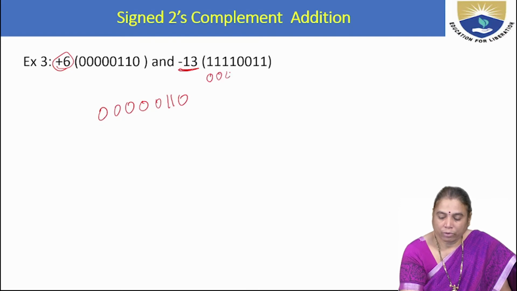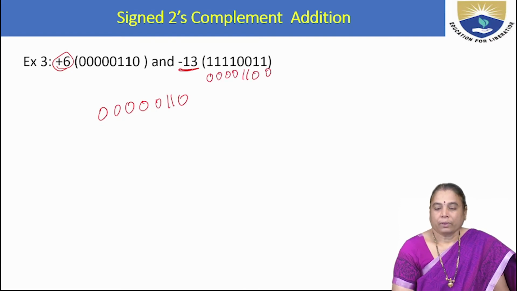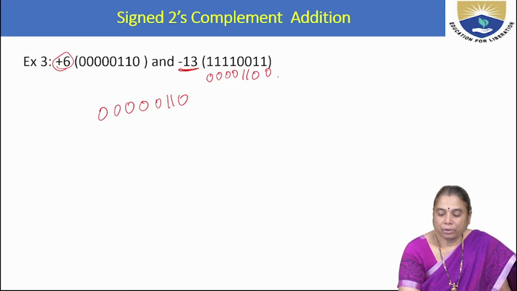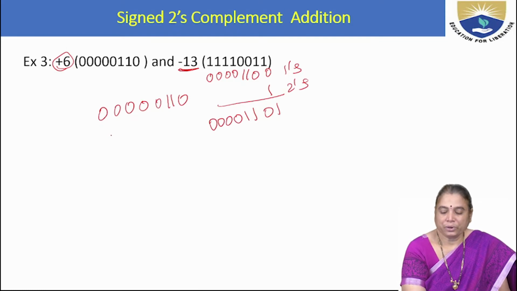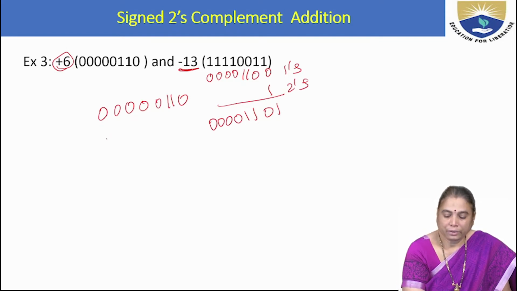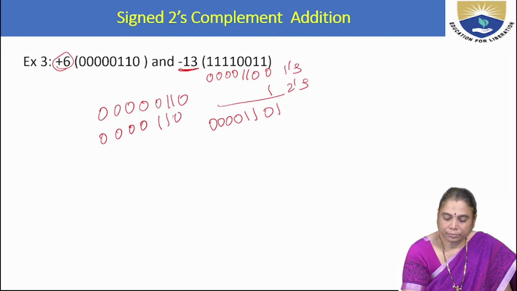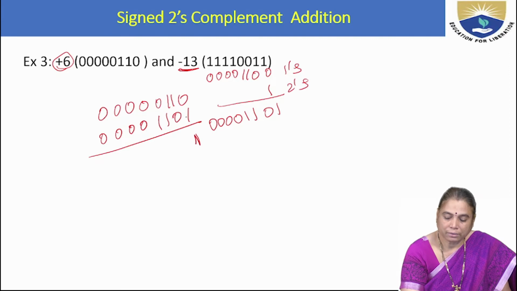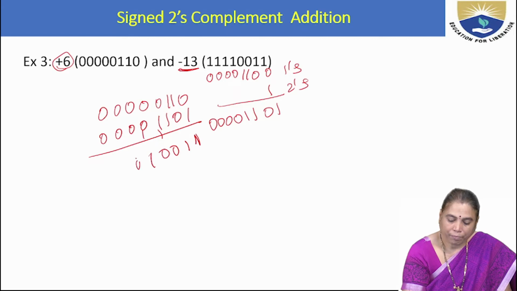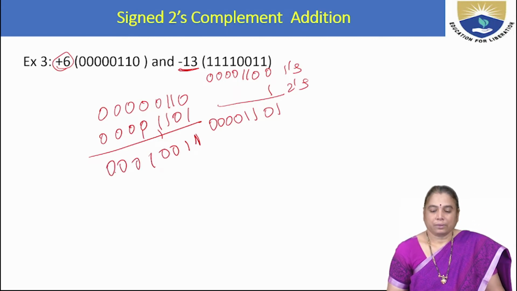The 1's complement of this number is this, and we have to calculate the 2's complement by adding a 1 to it, and this value can be used in finding the addition. And we have to apply the binary addition rules in order to identify the sum. So this is the result.